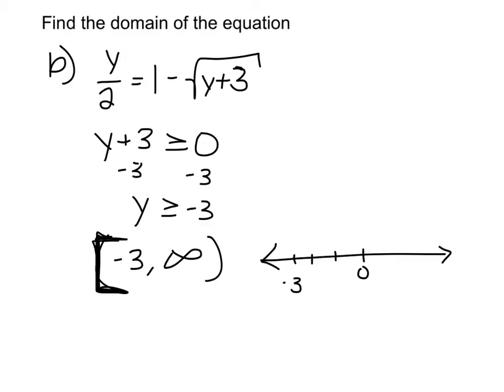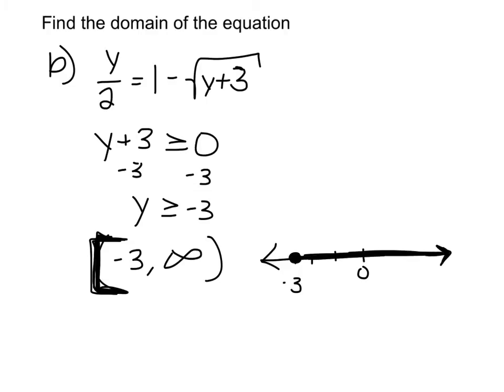Remember, parentheses means strictly greater than negative 3, or we're getting infinitely close to negative 3, but we don't include negative 3. But if I have the hard bracket, that means negative 3 is included. Okay, and then here in my number line graph, I would have a solid circle on negative 3 because negative 3 is included because of that equal sign. If it was not included, it would be an open circle. Okay, and then I just shade over to the right, greater than or equal to negative 3, and that's my solution.